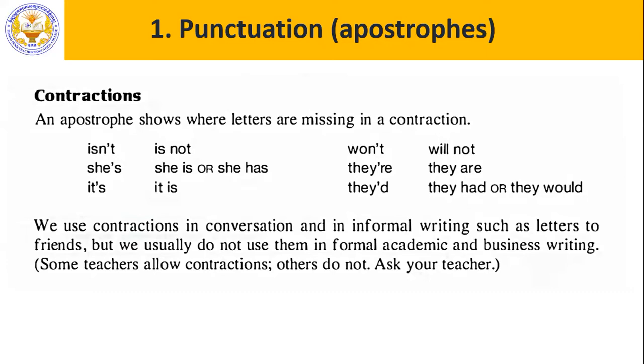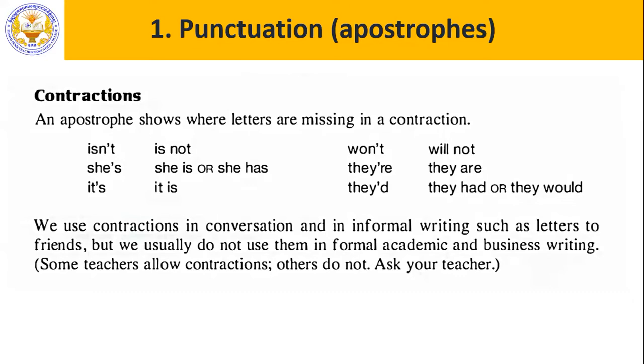So 1, we use apostrophe to form contractions, or to make short forms. And I believe you learned it a lot before. An apostrophe shows where letters are missing in a contraction.